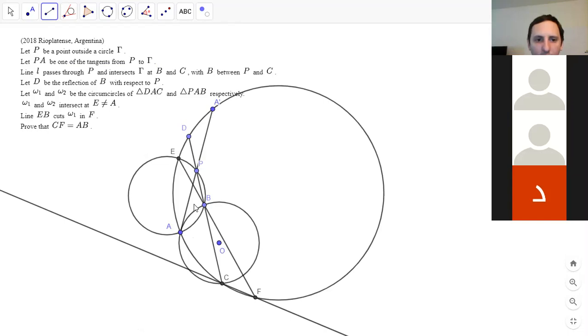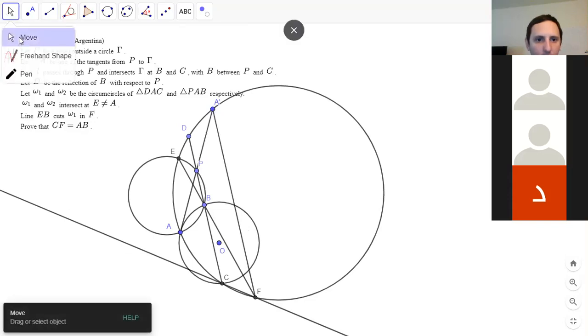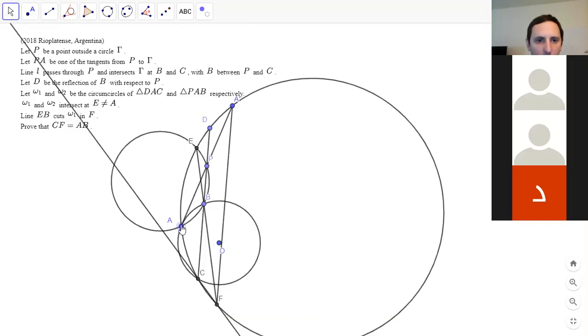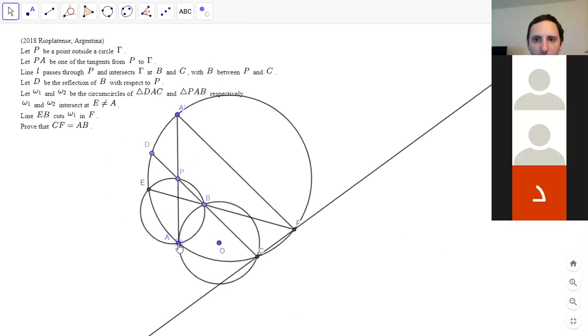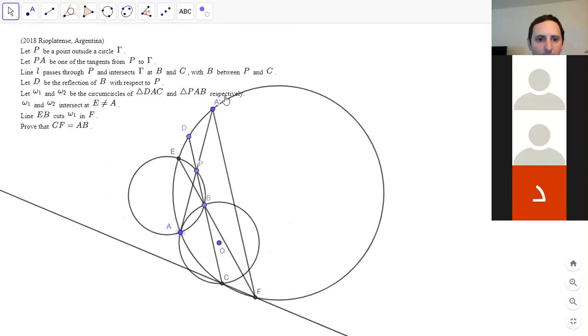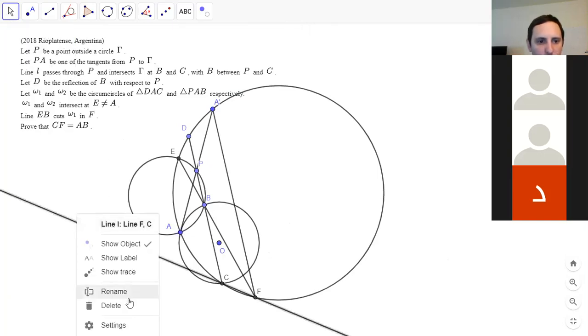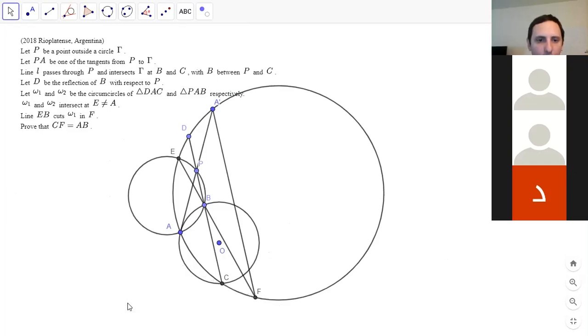And let's see, is A prime F parallel to CD? It kind of looks like it, right? I'm not sure. Yeah, it looks like A prime F is parallel, and that would solve it pretty much. So let me delete this line right here. Because if we can show they're parallel, then we have CF is A prime D is AB, because it's a parallelogram.